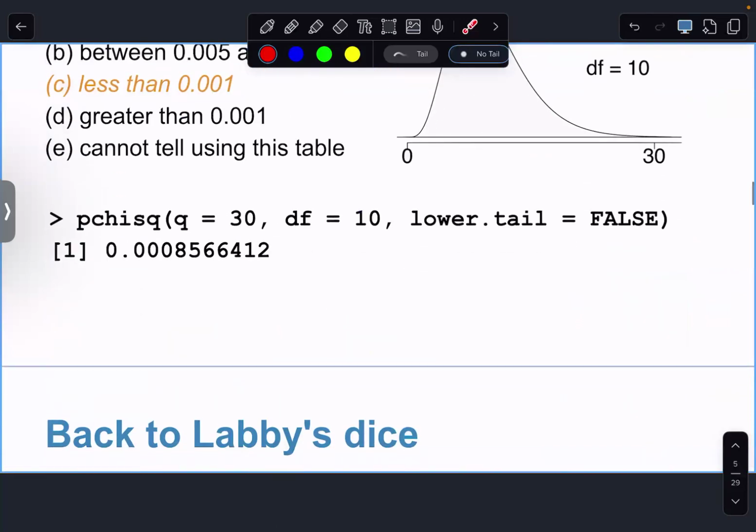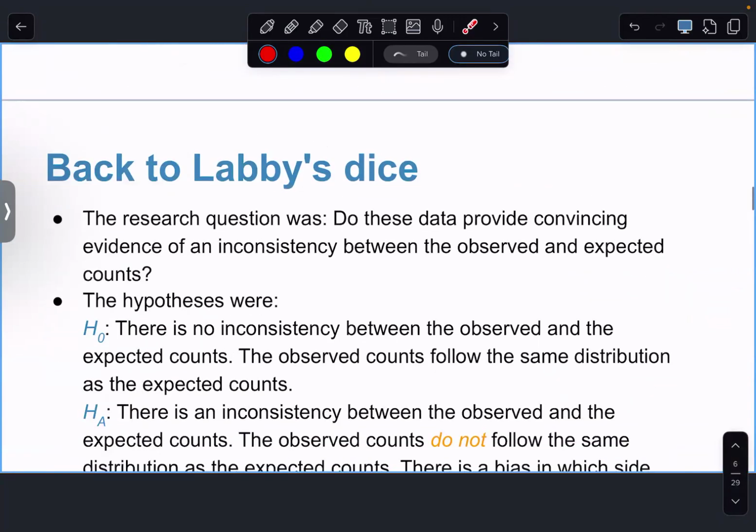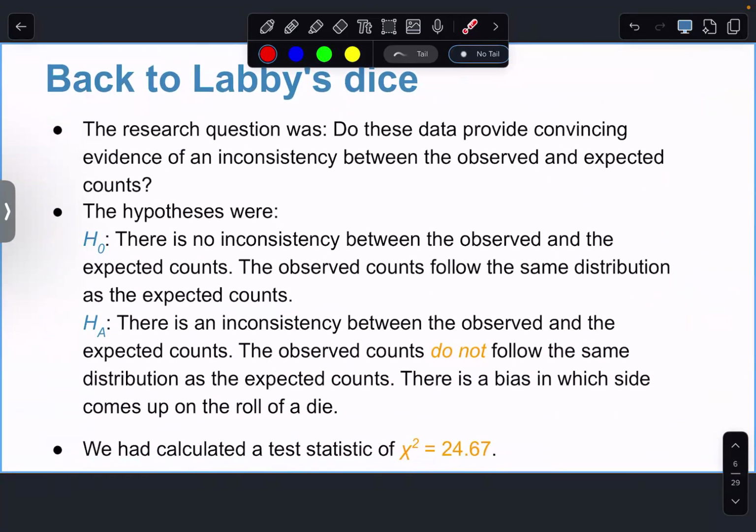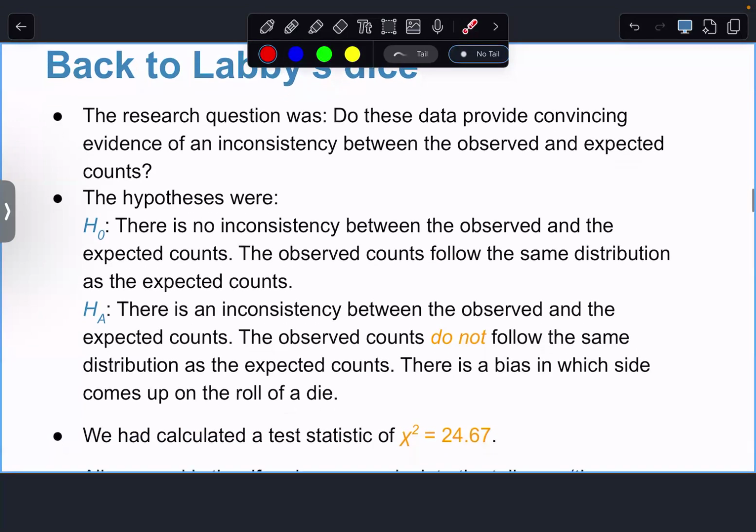We can do the same thing in Excel, but I think we're ready to just round up. We did this example last day, right? Labby's dice. We had this idea that every face of the die should show up an even amount of times if we roll it an infinite number of times. We didn't roll it an infinite number of times, but they rolled it, I think, 20-something thousand times, and I'm willing to take that as basically infinite.